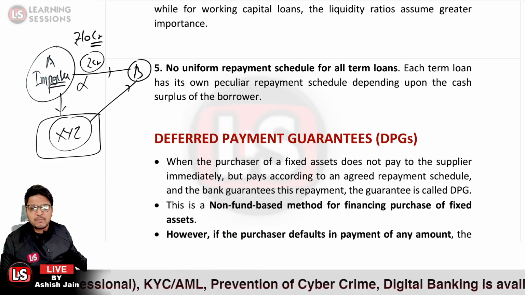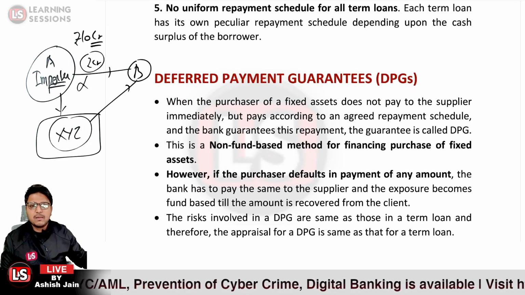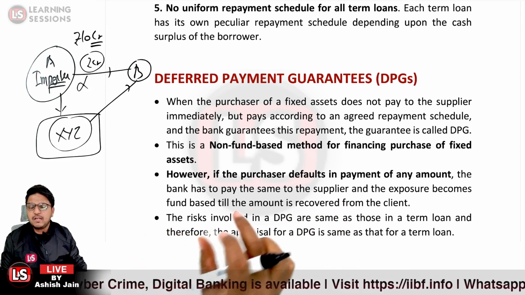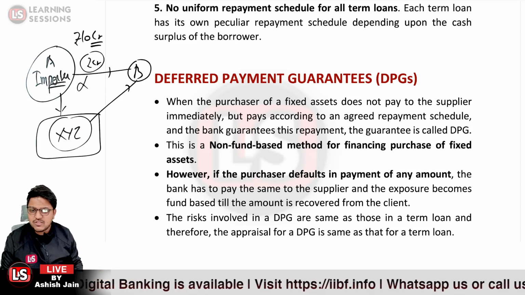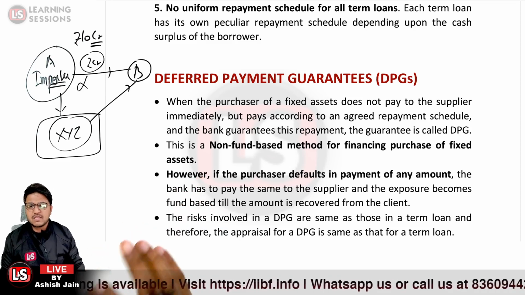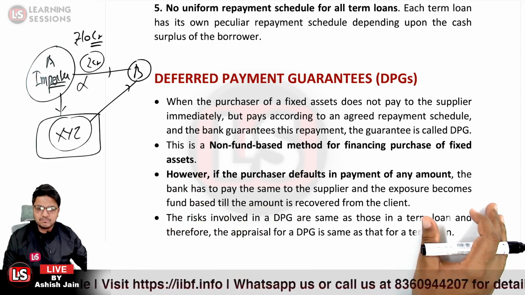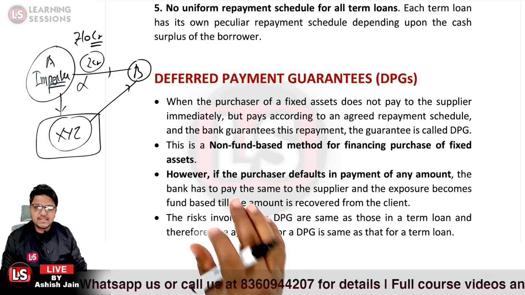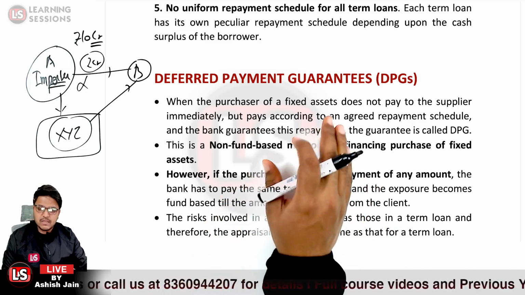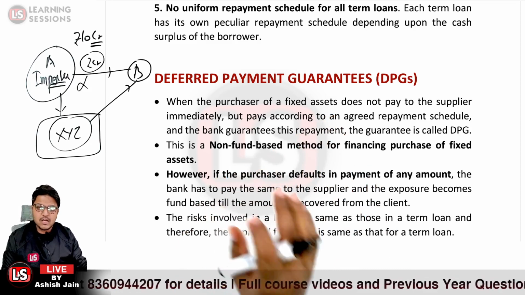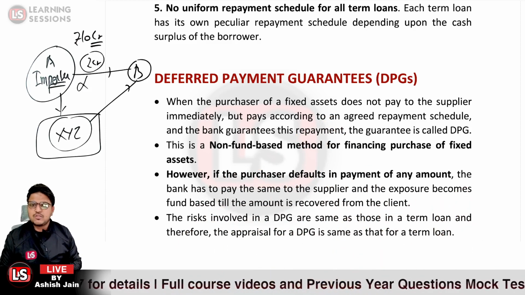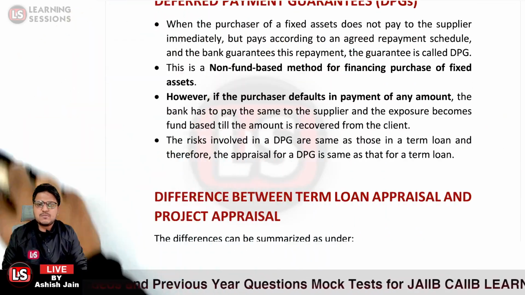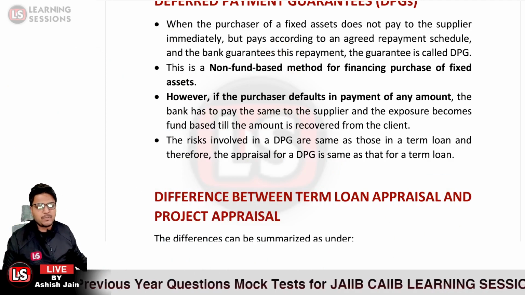However, if the purchaser defaults in payment of any amount, the bank has to pay the same to the supplier, and the exposure becomes fund based. Only on crystallization will the exposure become fund based. Otherwise, it is a non-fund based method. The risk involved in the case of DPG is of the same quantum as that of the term loan, and therefore the appraisal is also the same. Next, it is related to the differences between the term loan appraisal and the project appraisal.